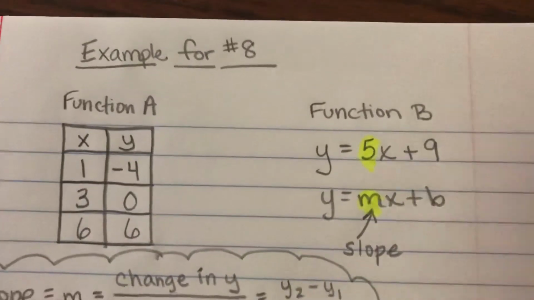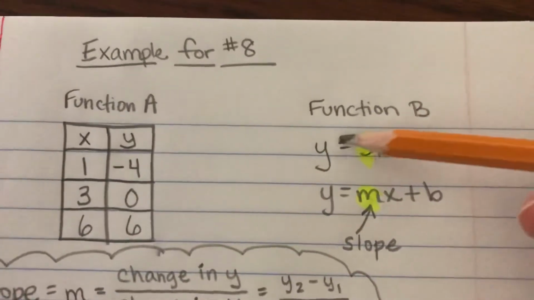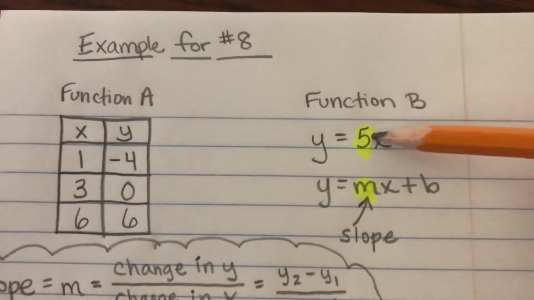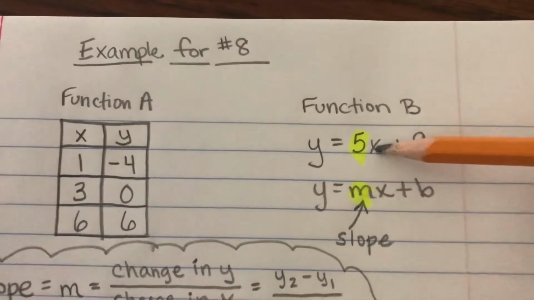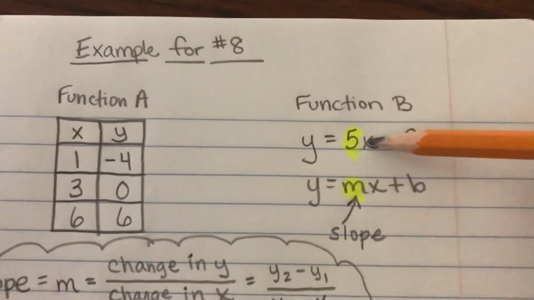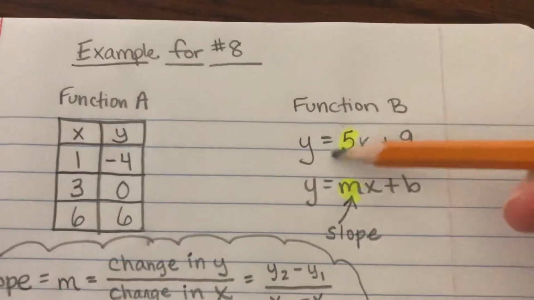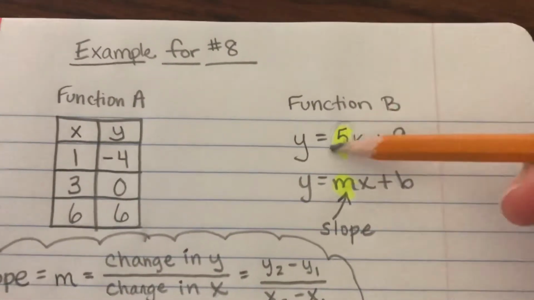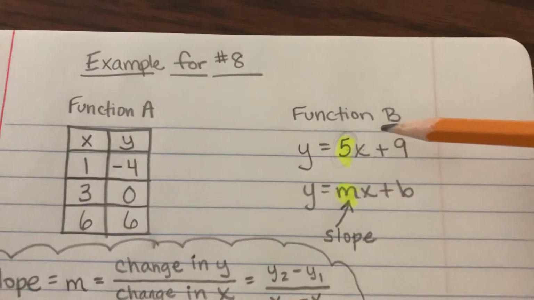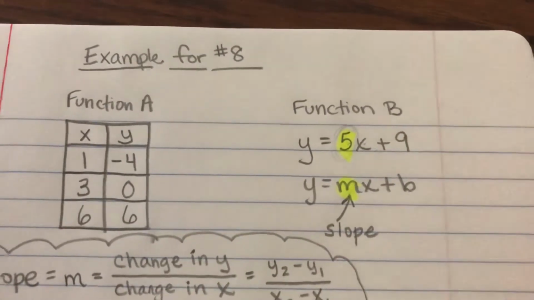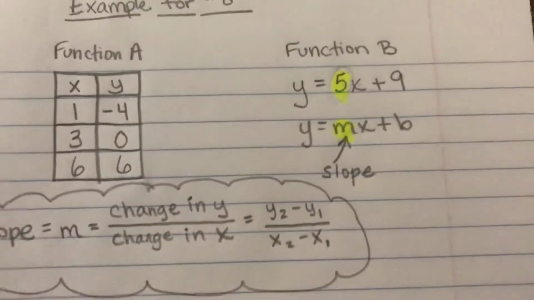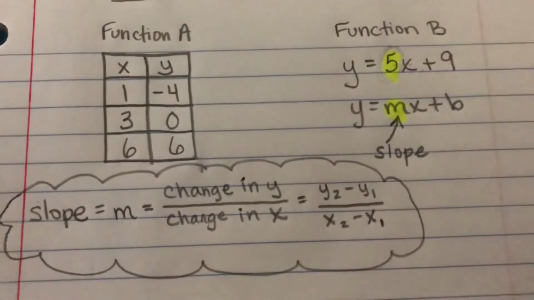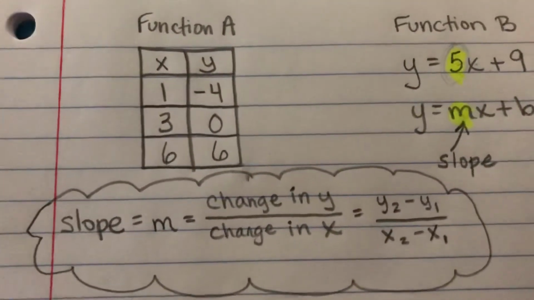First of all, on function B, this is written in slope-intercept form, so remember the slope is the coefficient of x. It's the number in front of x. So for this one, the slope or rate of change would be 5. That one was pretty easy to just see and be done with. Function A, though, has some work to do before you can find the slope.